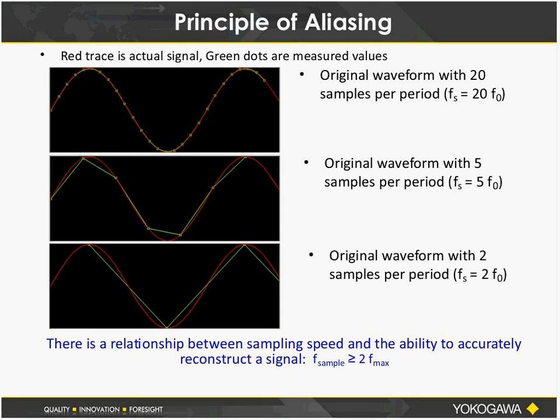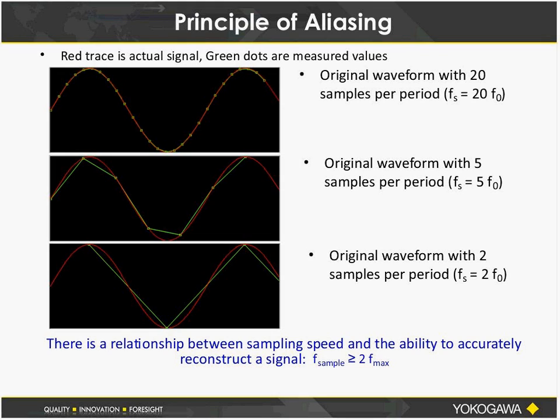Now, what about the last example? If we only have 2 samples per period, and we try to recreate this sine wave, well, if we connect the dots, it looks like a triangular wave. And in fact, if we shift the phase of the samples, the green samples, we might end up with a flat line. So we might not be able to recreate this signal very well at all.